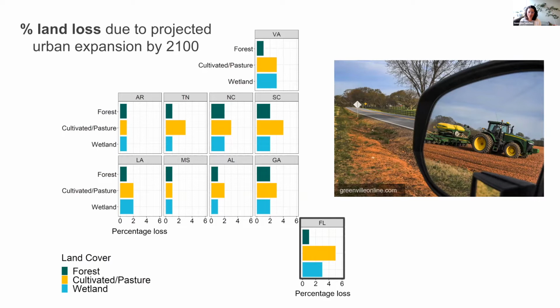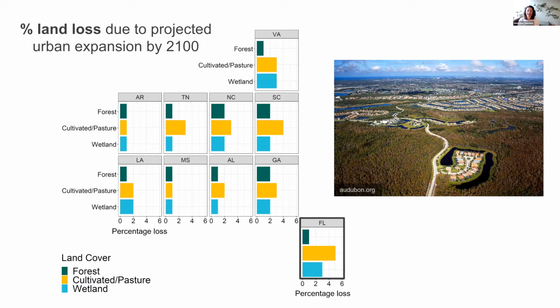Florida is another interesting case. We see an overall highest projected loss of cultivated and forest lands, which is around 5%. And of course, more development in wetlands, which may result in more people and assets exposed to the increasing threat of flooding, as these ecosystems provide critical flood protection services.